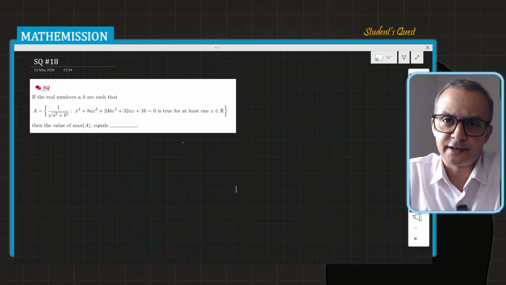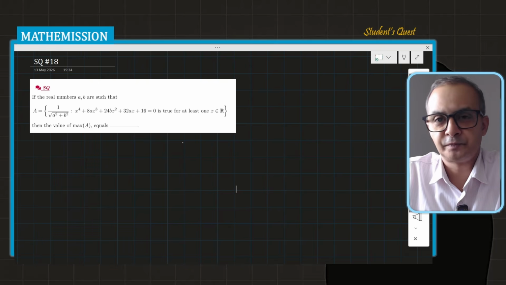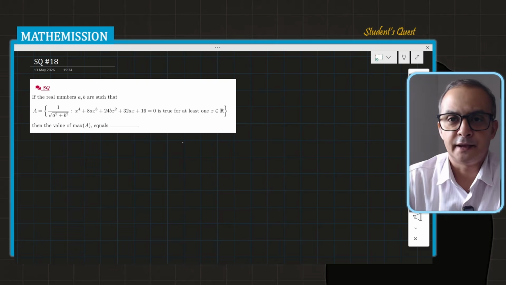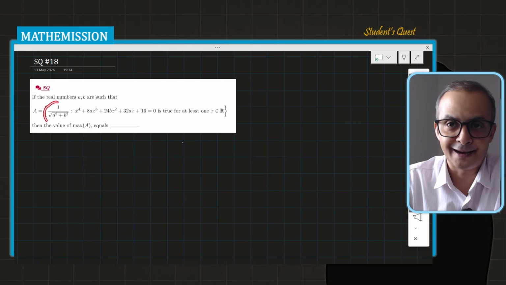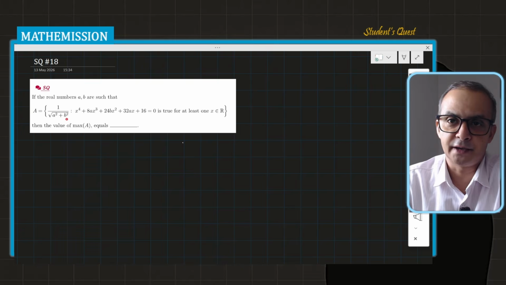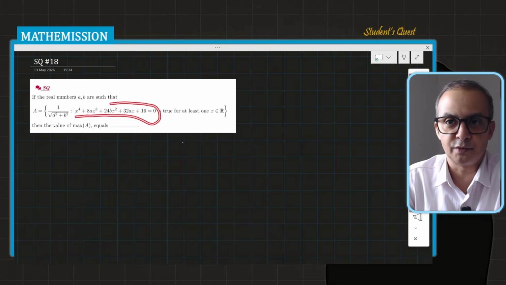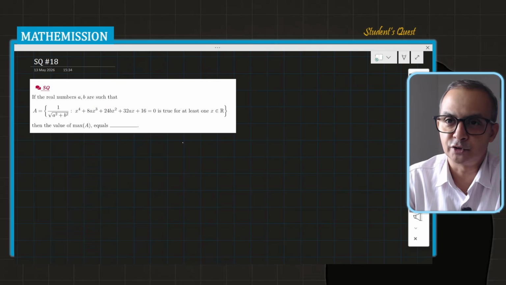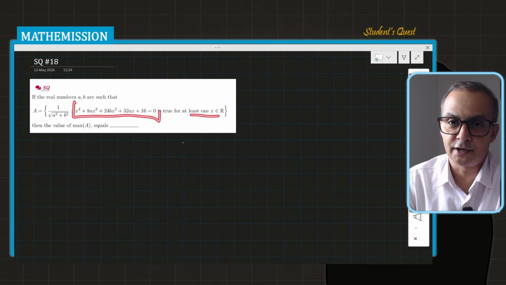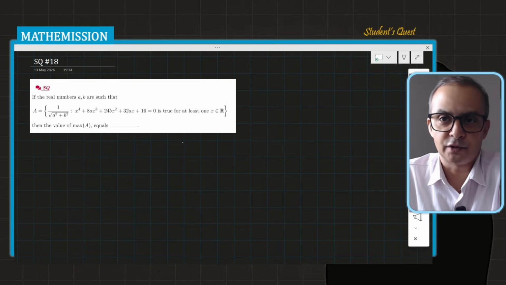The question simply says that if the real numbers a and b are such that there is a set A, composed of the elements 1 by root over a squared plus b squared, and this a and b come from the polynomial equation x to the power 4 plus 8a x cubed plus 24b x squared plus 32a x plus 16 is equal to 0, and this polynomial holds for at least one real x. Then we have to find out the maximum value of A.